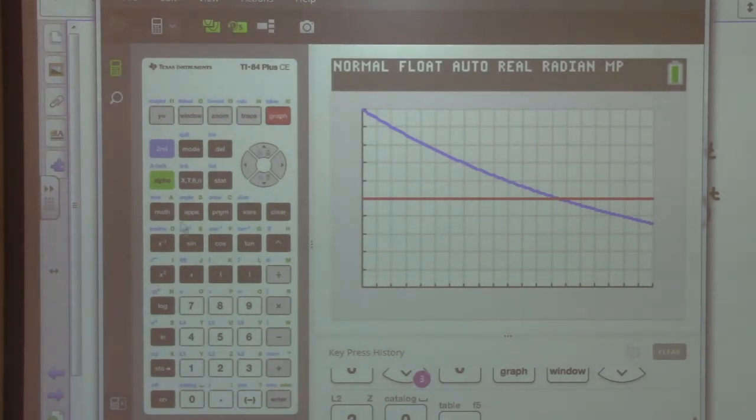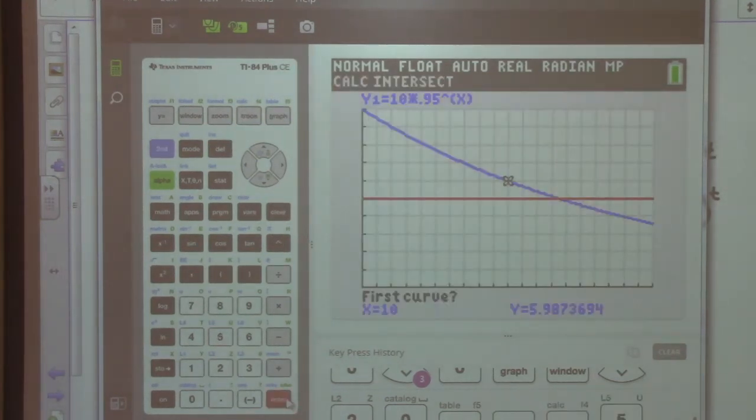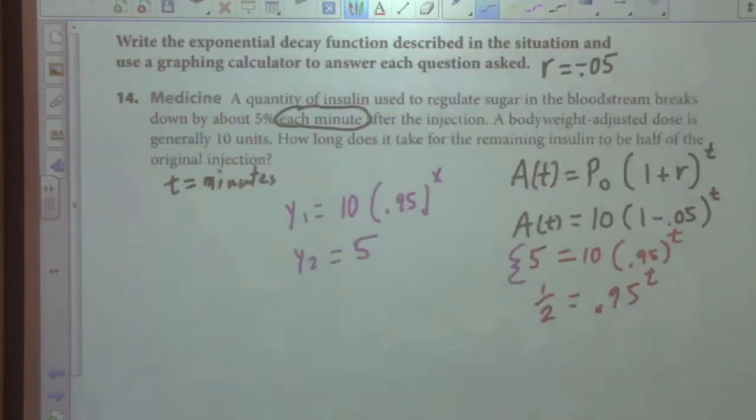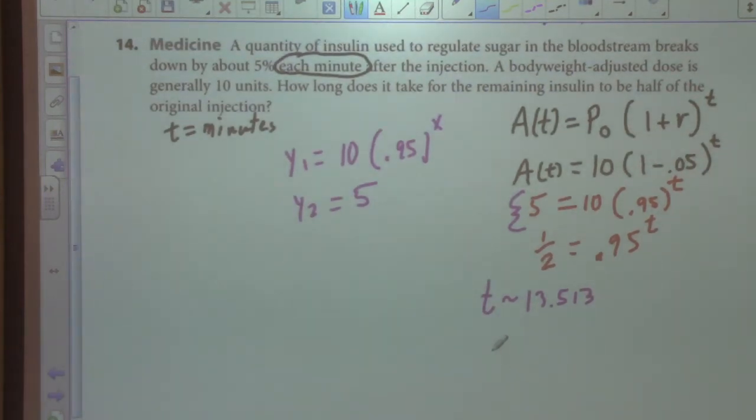Second trace, 5, enter, enter, enter. So about, what is that? 13.513. So we say t is equal to 13.513. So we would say about 13.5 minutes.